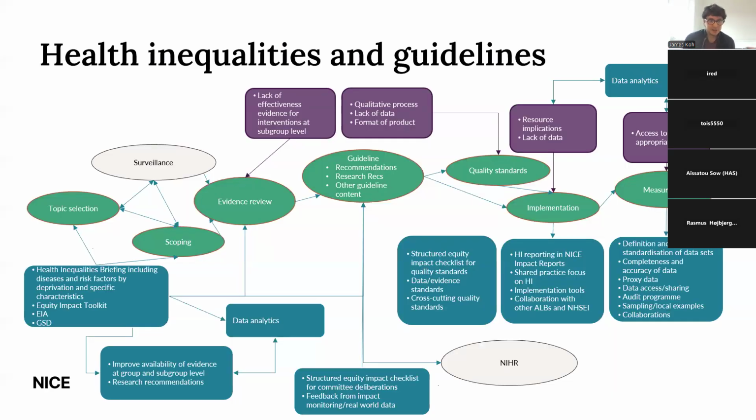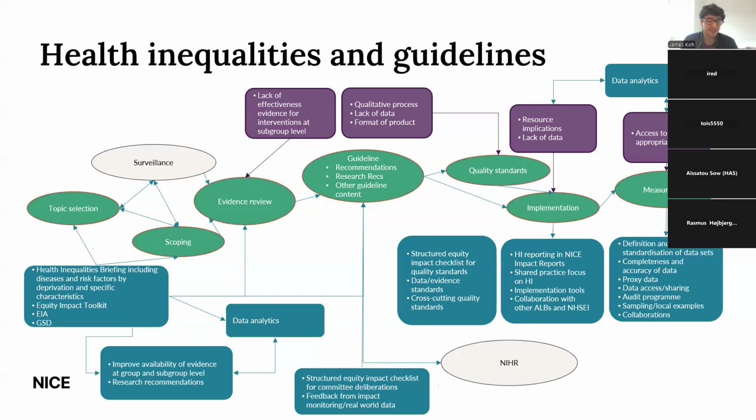Guidelines is the other one that I mentioned. This is an extremely busy slide. Don't read any of it. Just note that the green circles in the middle represent the different steps of a guideline production process, and the blue boxes represent all the ways in which health inequalities can be considered across the process.